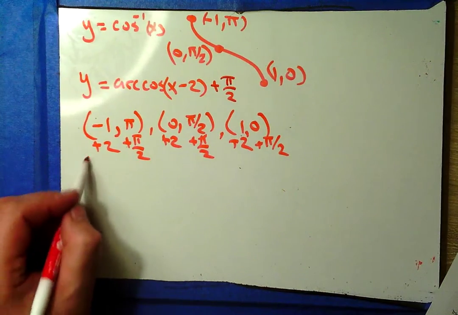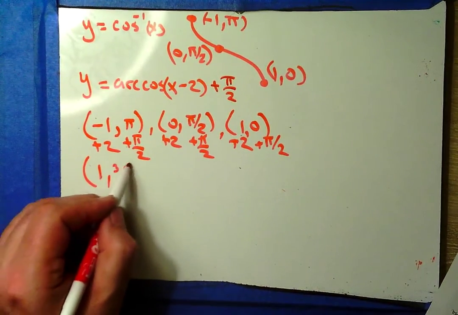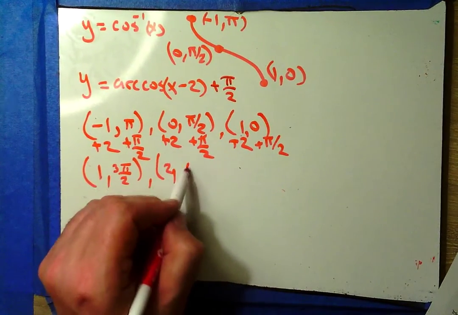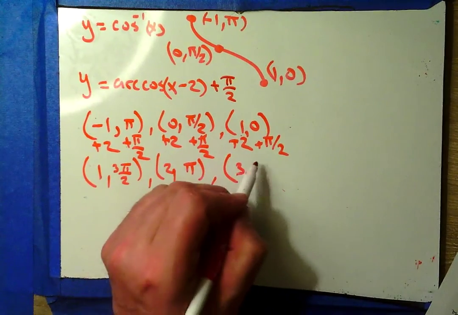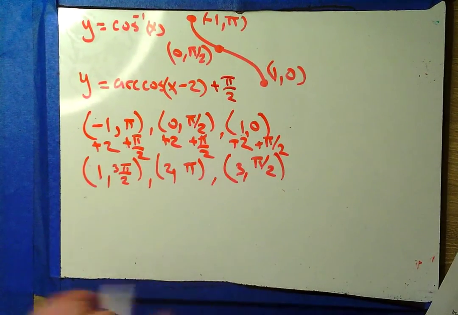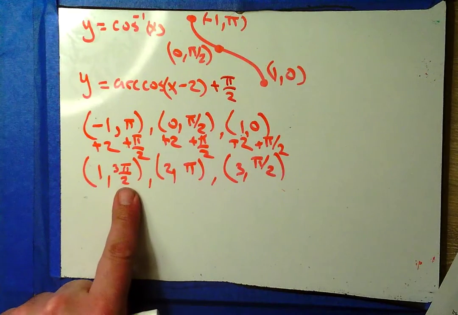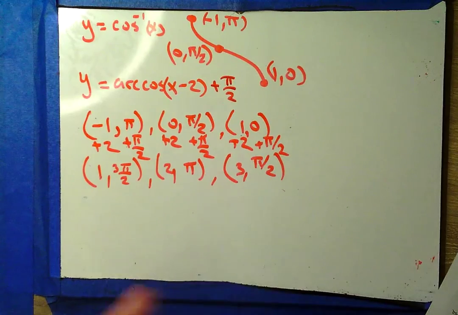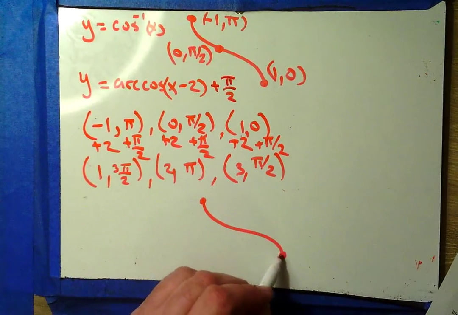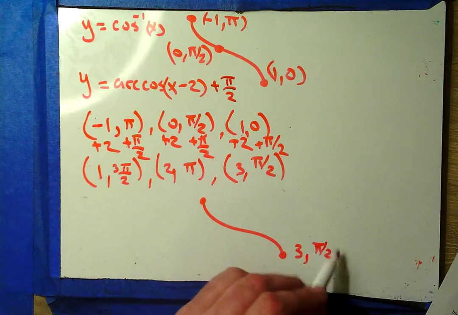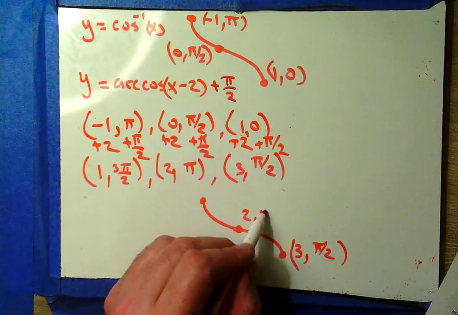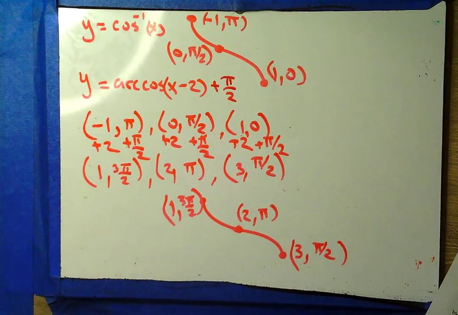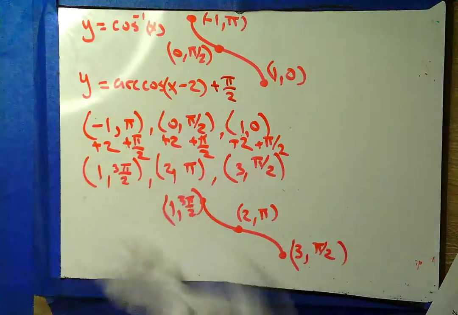And so I end up with 1, 3 pi over 2, 2 pi, and 3 pi over 2. Notice the furthest left point has the highest y value, and the furthest right point has the lowest y value. So I still have my characteristic shape: 3 pi over 2, 2 pi, and 1, 3 pi over 2. Okay, there's our inverse cosine for number 41.